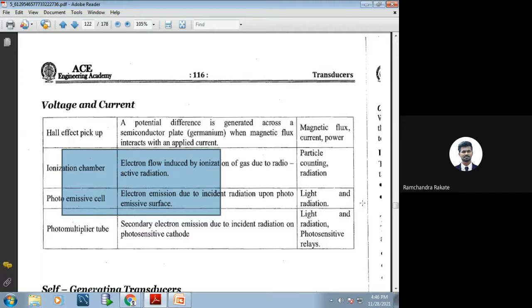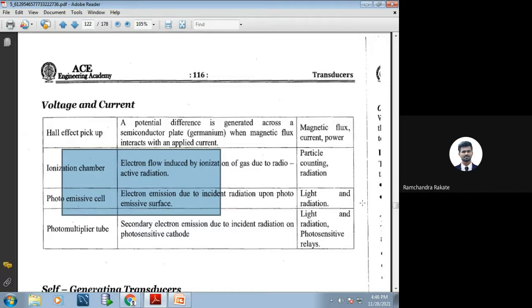Now active and passive transducers. What do active transducers mean? They are those which do not require any external power input for their functioning. For example, a piezoelectric crystal for pressure measurement: when differential pressure is applied to the piezoelectric crystal, a voltage is produced across the two faces. Correct. The pressure, the piezoelectric crystal, the voltage and the metallic electrode make up an active transducer.